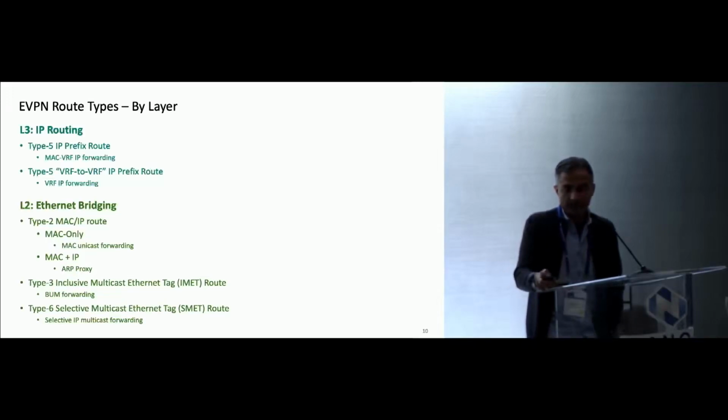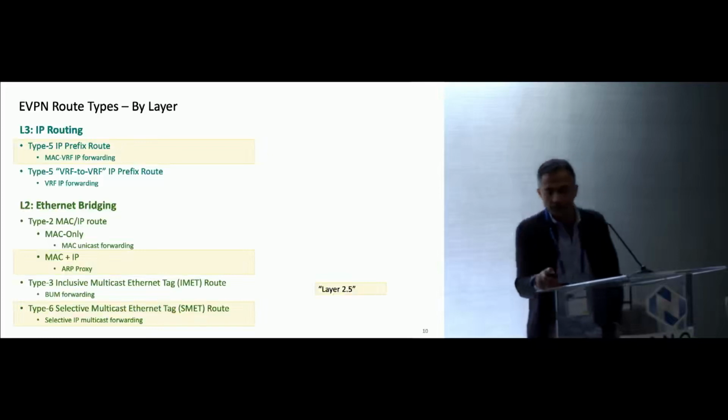Then we have the L3 routes, IP routes, namely the type 5 routes. There's two forms of it. We're going to cover the VRF to VRF form. There's actually a MAC VRF to MAC VRF form, which is the original form. The VRF to VRF form was introduced later. And for this tutorial, we're just going to cover the VRF to VRF form of type 5 routes.